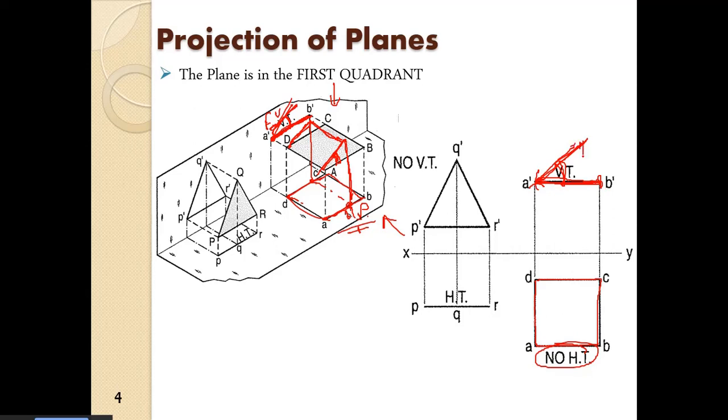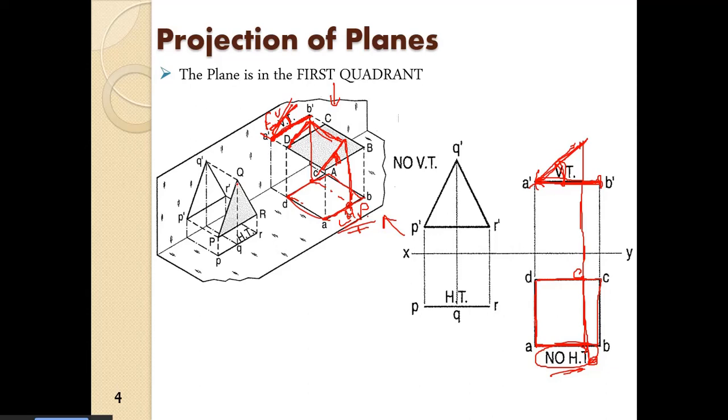Then we will project it down. C will be here and D, B will be here, but we will see the entire plane, all the edges and all the points. So there is no horizontal trace. This will be a plane inclined to the horizontal plane, but always perpendicular to the vertical plane.